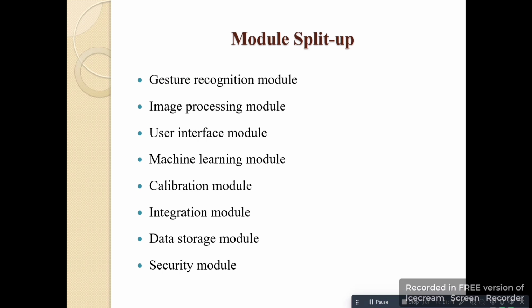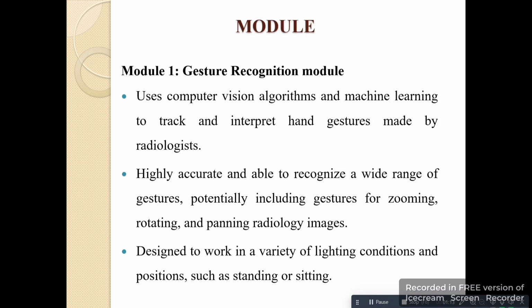module, security module. Modules: Module 1: the gesture recognition module uses computer vision algorithms and machine learning to track and interpret hand gestures made by radiologists. Highly accurate and able to recognize a wide range of gestures, potentially including gestures for zooming, rotating, and panning radiology images, designed to work in a variety of lighting conditions and positions such as standing or sitting.